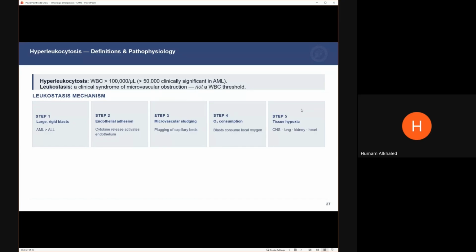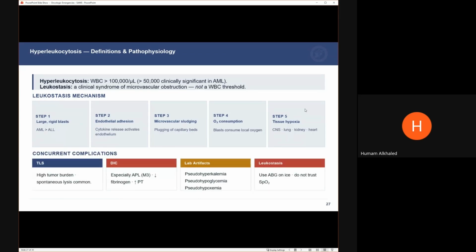This is actually made worse by 2 major problems happening at the same time. If you have a TLS patient, because they have a high burden of disease, or if you have DIC, especially in APL patients, procoagulant release causes low fibrinogen and a prolonged clotting time.